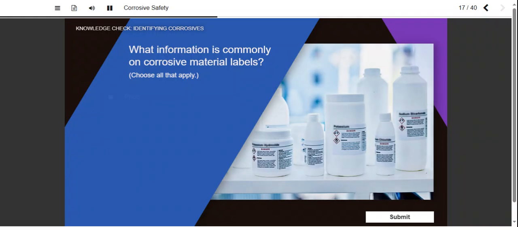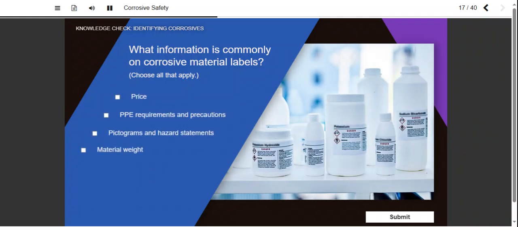What information is commonly on corrosive material labels? Choose all that apply.